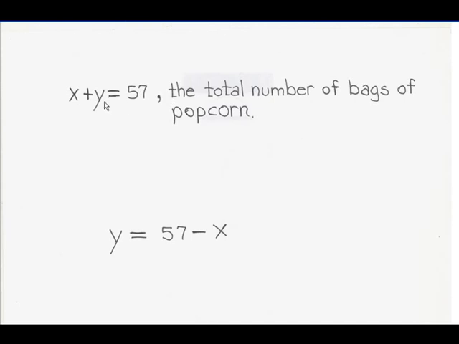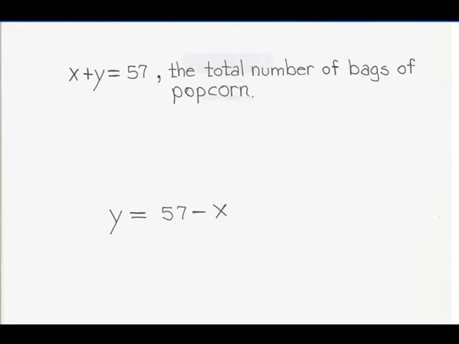Well, now in this case, we decided to solve Y in terms of X. We wanted to get the Y by itself. So I added negative X to the left and to the right. On the left side, the X is canceled. And upon adding negative X to the right side, Y is equal to 57 minus X. So if we know the number of bags of popcorn that were sold at $1.75, we can subtract that number from 57, and that will tell us the number of bags of popcorn that were sold for $2.60.